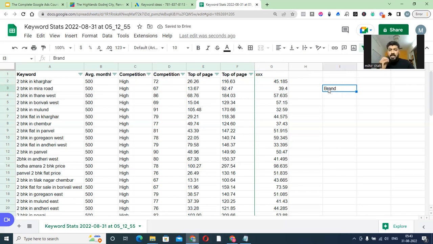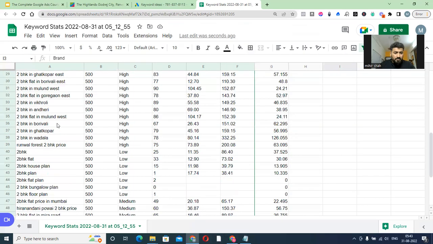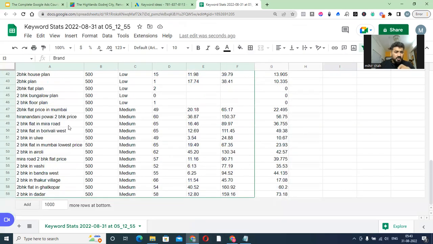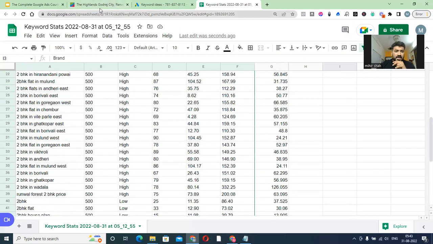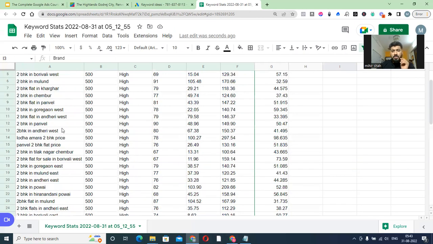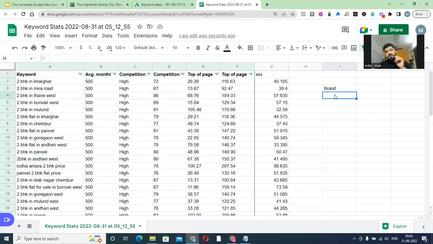Brand is basically any and every keyword which has either your brand name or your product name. Both these keywords. In our case, Hiranandani is a brand name. Oh, I'm so sorry. Godrej is a brand name. And the one very specific property that we were talking about is Highlands. Highlands is your product name. So all these searches will come under brand name.